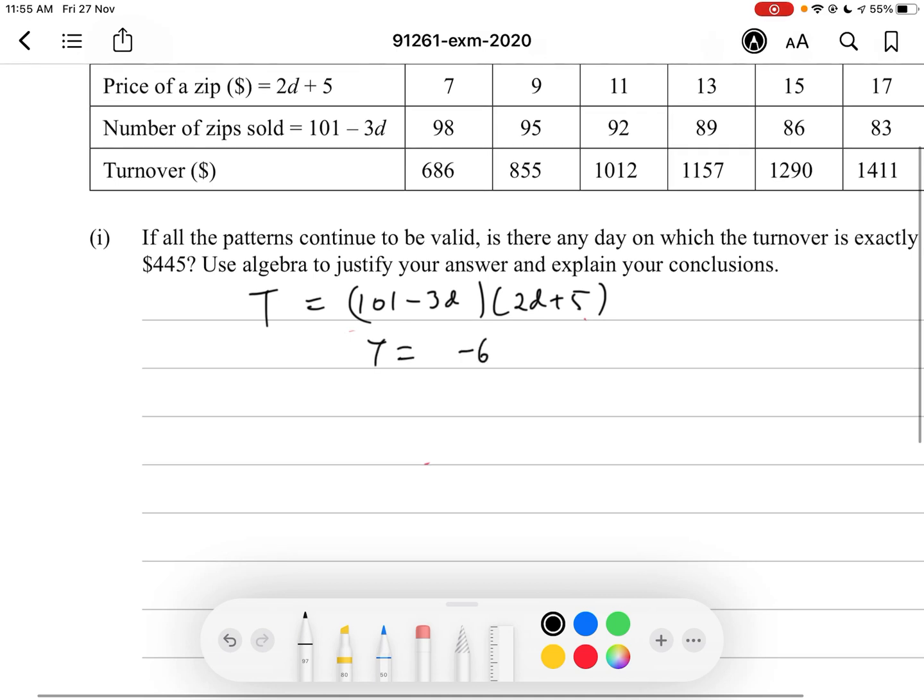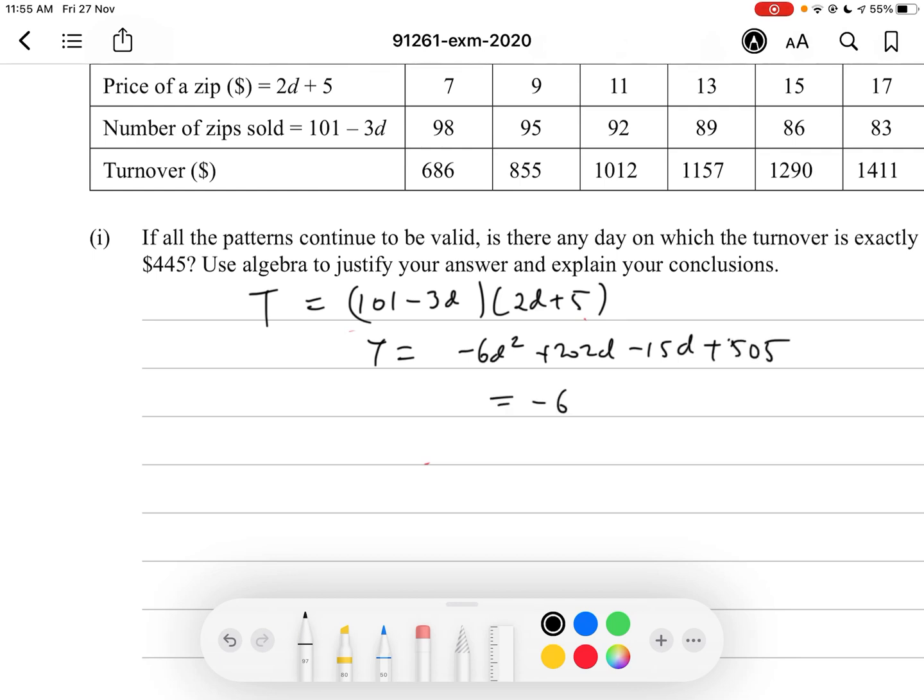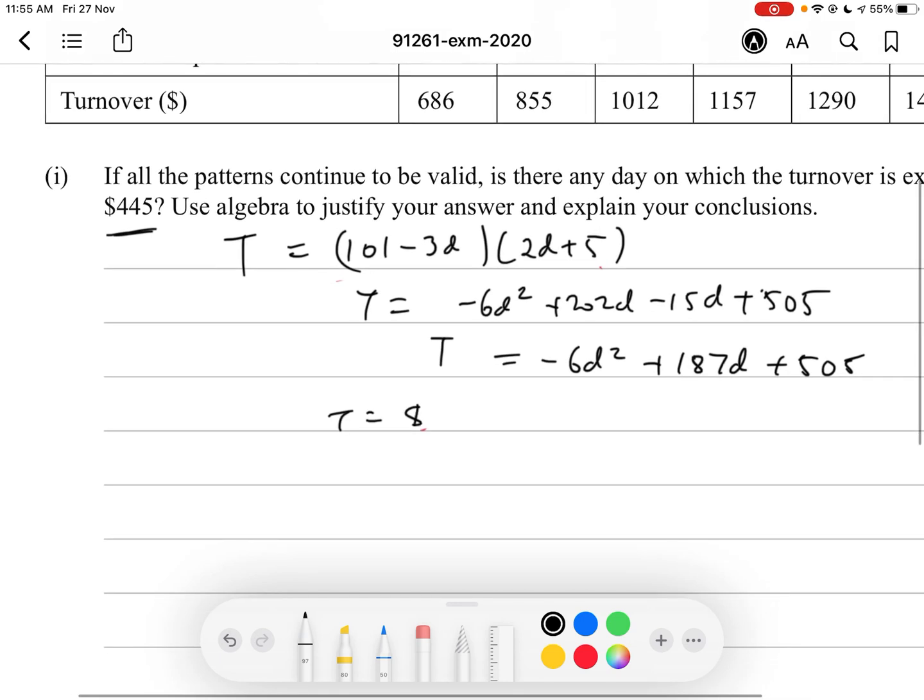So turnover equals negative 6D squared plus 202D minus 15D plus 505. So this equals negative 6D squared plus 187D plus 505. Alright, so we want to make this equal to $445 to see if any day that Zara sells zips can give a turnover of $445. So turnover equals 445, so negative 6D squared plus 187D plus 505 equals 445.